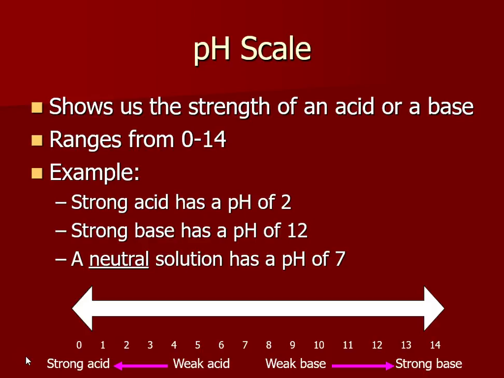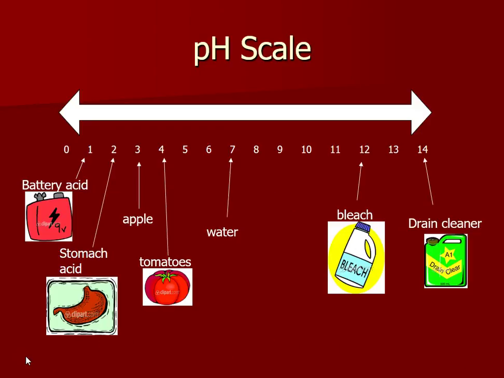Anything higher than 7 is considered a base, and so the higher the number, the stronger the base. So a strong base might have a pH of about 12 on the scale. A pH of 7 tells us that the solution is neutral. That means it's not an acid and it's not a base. It's a neutral solution. So for example, distilled water would be a neutral solution that would have a pH of 7.